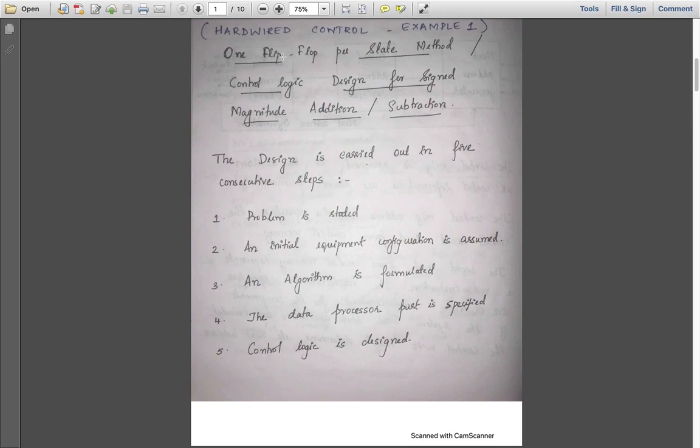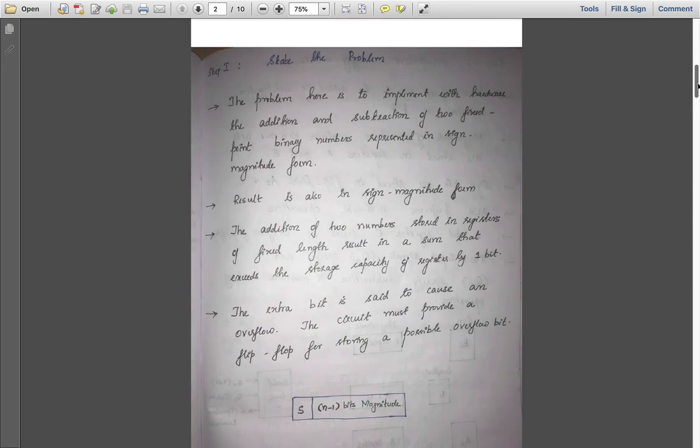Coming back to the steps, the first step is stating the problem. What exactly is our problem? Then, based upon that problem, you come up with an initial equipment configuration that is required, or you assume an initial equipment configuration. Then you formulate an algorithm. Then the data processor part is specified, and finally the control logic is designed. So in 5 steps you design a control logic using the one flip-flop per state method. Now moving on to the first step, stating the problem.